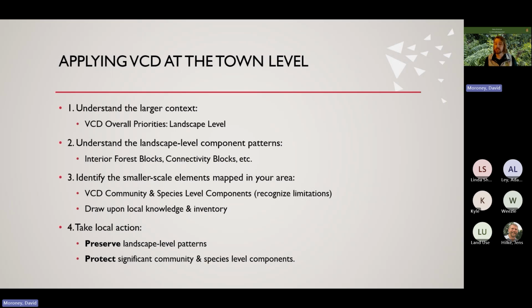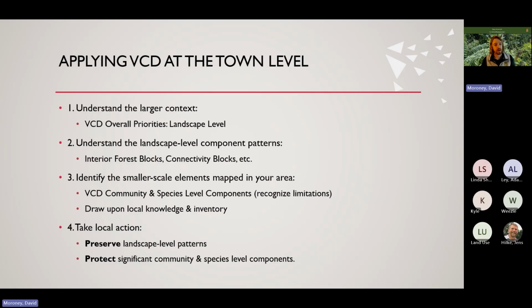For example, with an interior forest block, we're going to want to avoid any kind of development in our town that fragments that interior forest block, because that would destroy the pattern and the ecological function. And instead, we might want to think, okay, well, this is an area where maybe we can concentrate some sustainable development activities around the edges, or the outside of this interior forest block, because that still preserves the pattern.